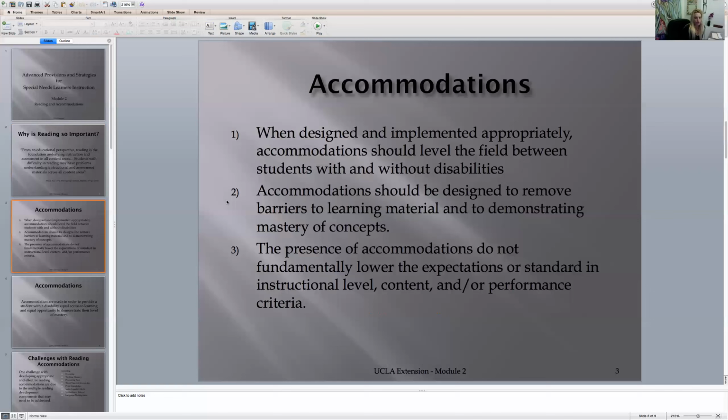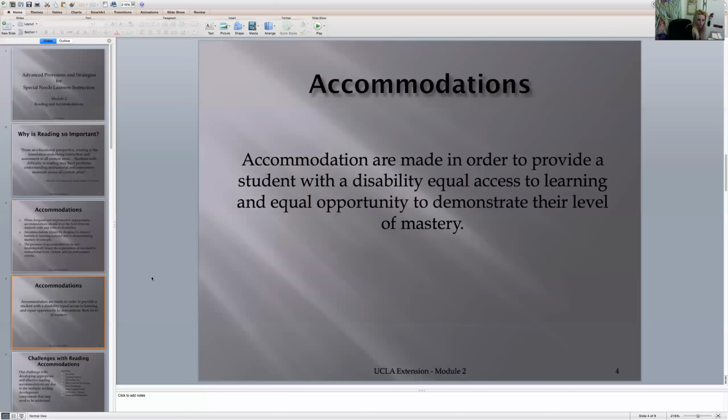The third aspect of an accommodation is that the presence of accommodations does not fundamentally lower expectations or standards. You're still maintaining the same standards for these students. What we're doing though is just providing some additional supports so that they can reach those goals that we have set for them.